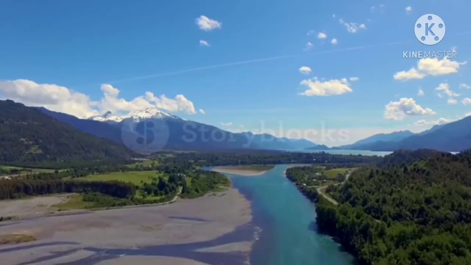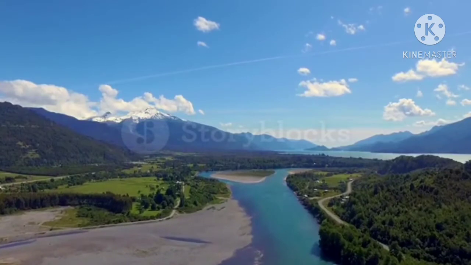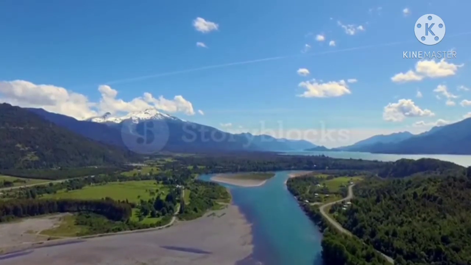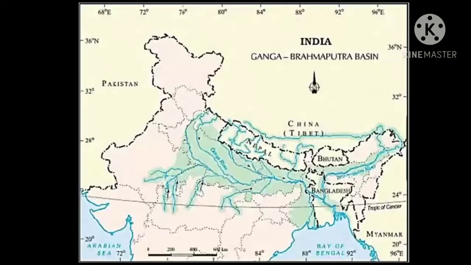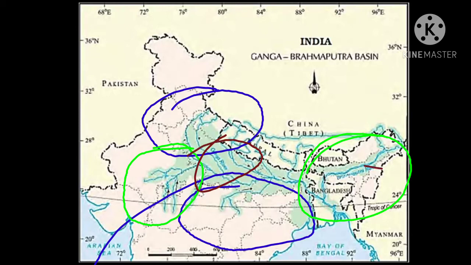Students, as I told you, the Ganga Brahmaputra basin is one of the largest river basins. It occupies large parts of subtropical India and nearly the whole of Bangladesh. It is bounded by the Himalayas in the north and the peninsular plateau in the south. The Aravallis and the Indus basin form the western boundary. In the east, it stretches up to the Brahmaputra river and extends up to Arunachal Pradesh.